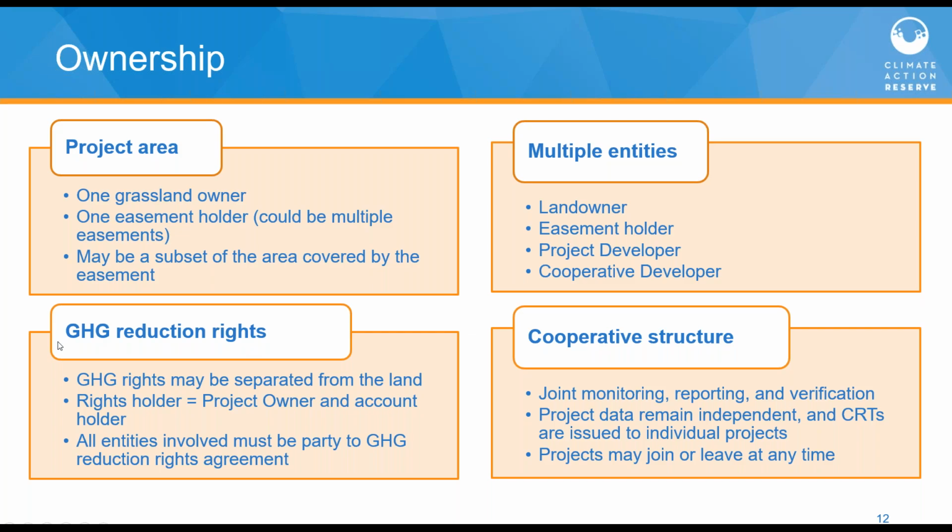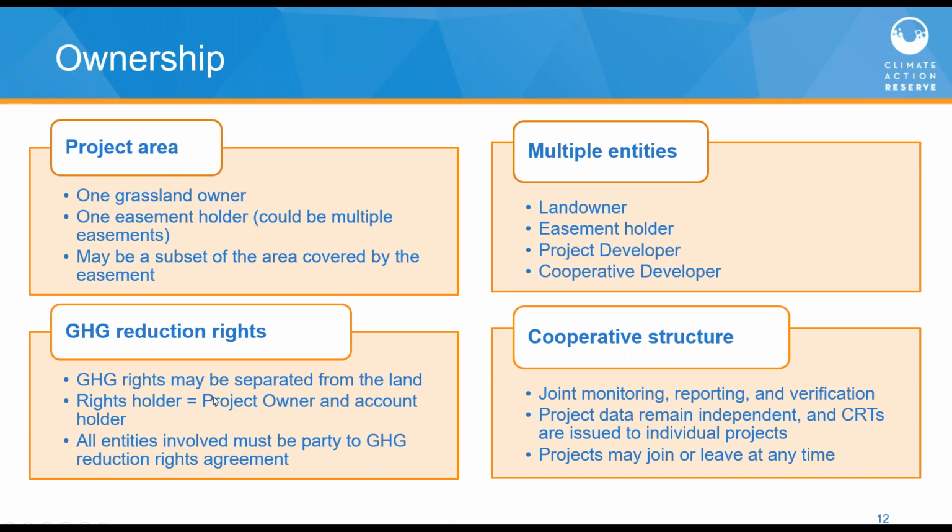The key there is down here, the greenhouse gas reduction rights. Under the Grassland Protocol, we allow for the greenhouse gas rights to be separated from ownership of the land. So whoever holds the rights to the greenhouse gas emission reductions is what we call the project owner. That's an important term throughout the protocol. The project owner is whoever owns those rights. They have to have an account in our registry, and that's the entity who's going to get the credits at the end. Even if they've hired somebody else to do the work and fill out the forms, they're still the ones who are going to receive the credits.